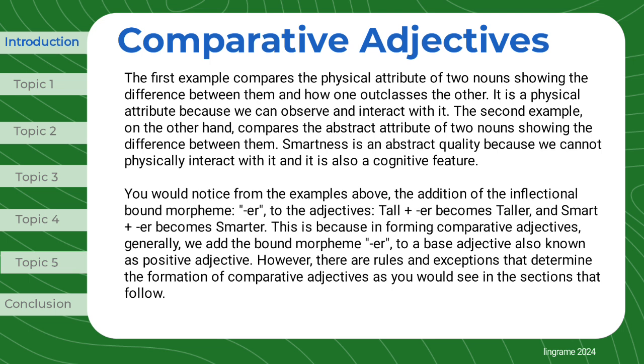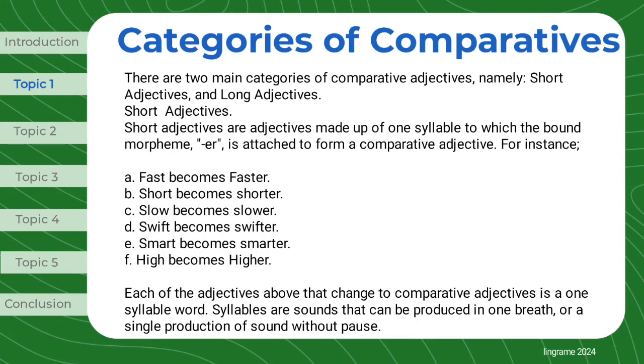This is because in forming comparative adjectives, generally, we add the bound morpheme to a base adjective, also known as a positive adjective. However, there are rules and exceptions that determine the formation of comparative adjectives, as you would see in the sections that follow. Categories of comparative adjectives. There are two main categories of comparative adjectives, namely, short adjectives and long adjectives.